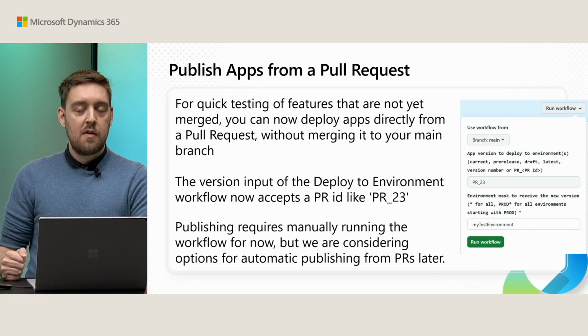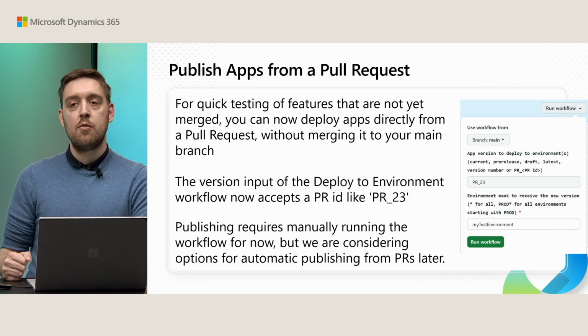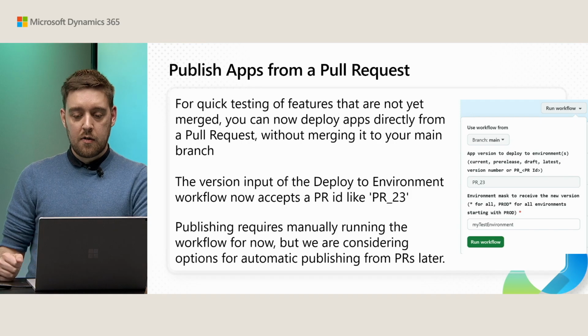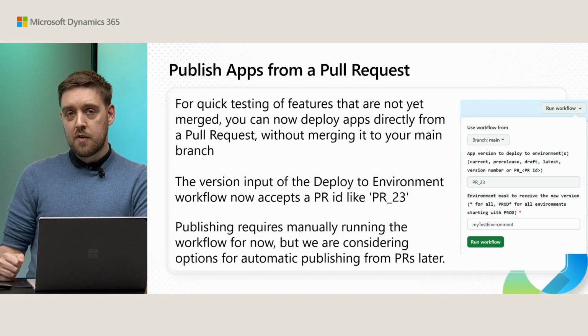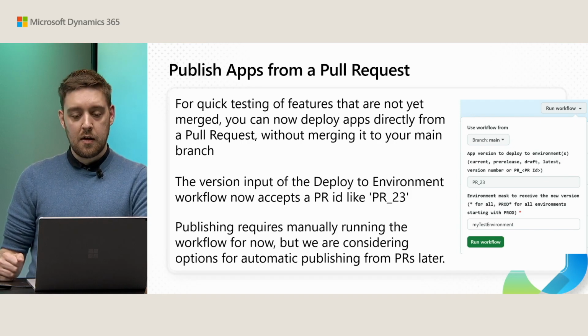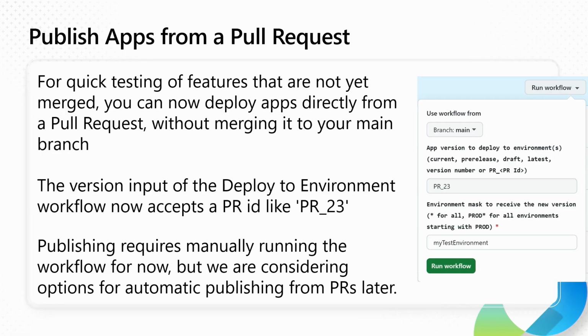For now, this is a manual process where you will use the publish to environment workflow, give it a pull request ID instead of a version, and then click Run Workflow. Later on, we want to investigate how we can do this automatically in such a way that every time you push a new change to a PR, then those changes will automatically flow into your online environment. As you can see in the little box to your right, all you have to do is give it a pull request ID, written as PR_ID.